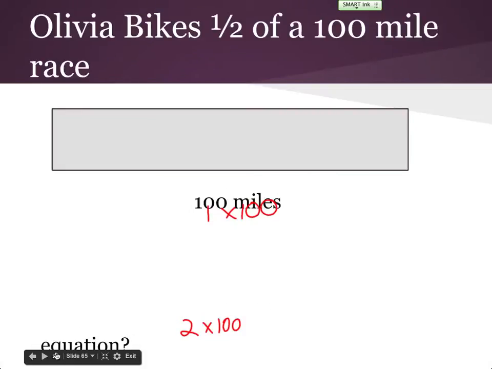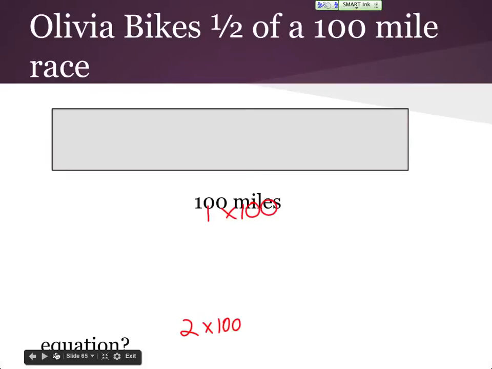If she biked half of a 100-mile race, what would the equation then be, Gage? 3 times 100? Did she travel 3 100-mile races? No. How much did she travel? 2 divided by 100. No. Kennedy? 100 divided by 2. No. Hayden? 1 times 50? No. 2 times 25? 100 divided by 50? No, think about this, okay?